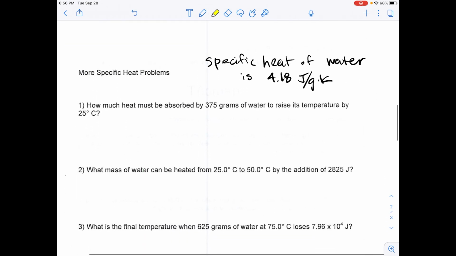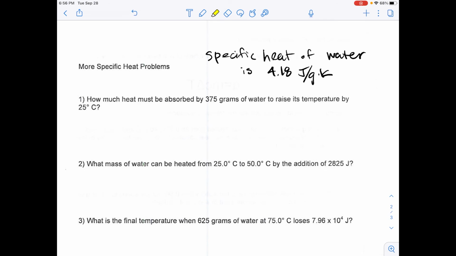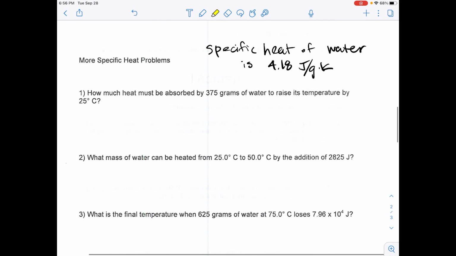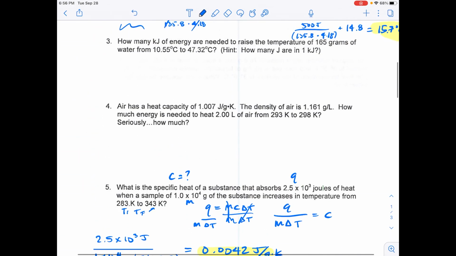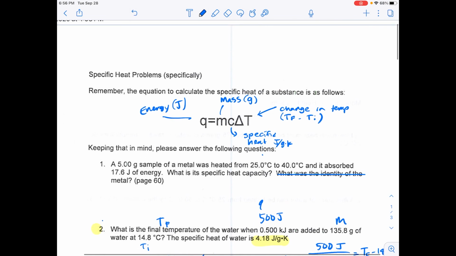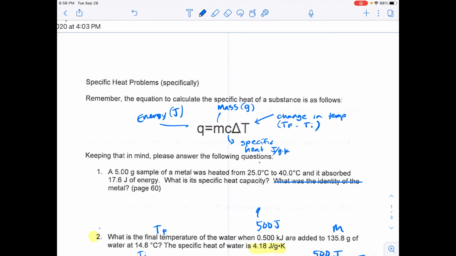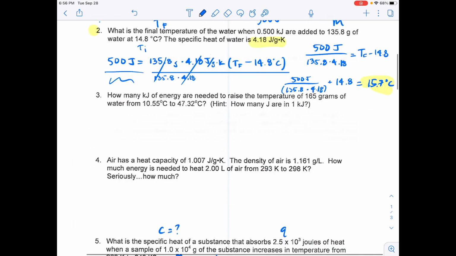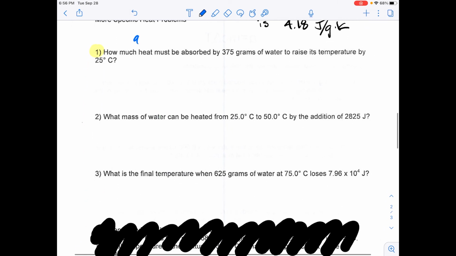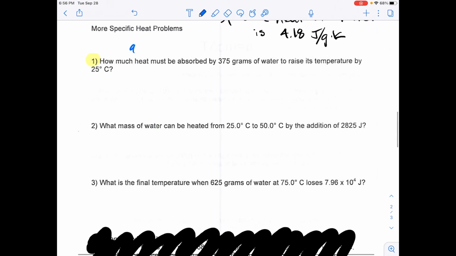Maybe one more. Last problem, I'll do number 1 on the side here. How much heat? Heat is Q in the specific heat equation. By the way, it was in the notes, but it's also right here, I wrote it on the top here. So if you need something to write down, it's a good thing to have so you know what's going on. So how much heat must be absorbed? I'm just solving for Q.